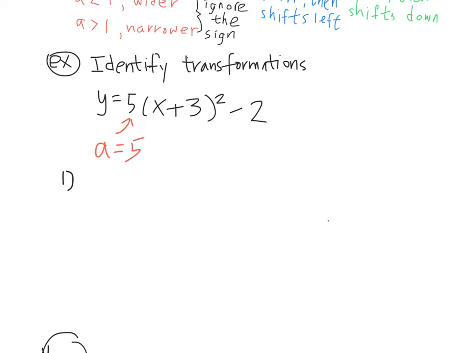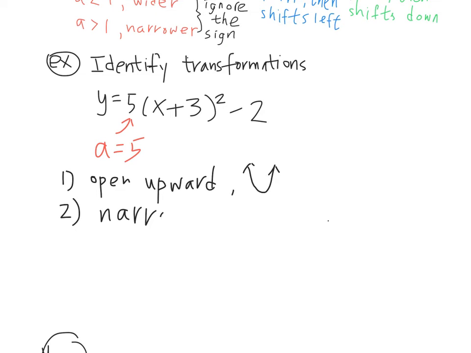Positive 5 means it's positive, so the parabola will open upward. Wow, my handwriting, crazy. Upward. Kind of like this. So how do you know the parabola will look like this? Because it's positive. Also, because ignoring the sign, a is 5, and 5 is greater than 1. So we know it's also going to be narrower because a is greater than 1.